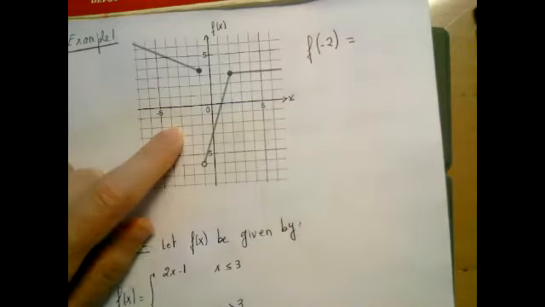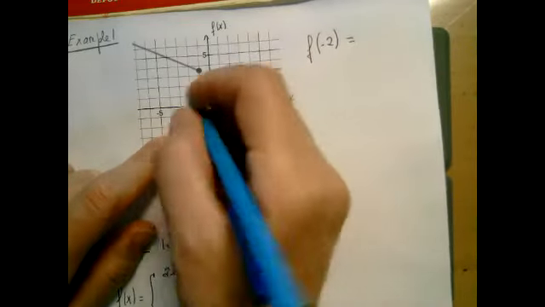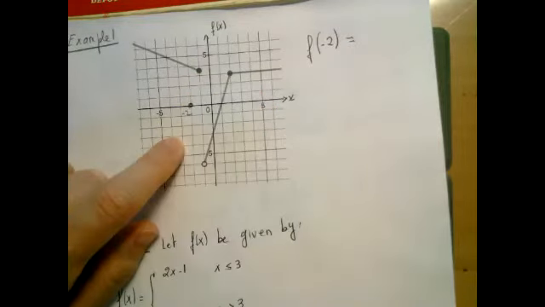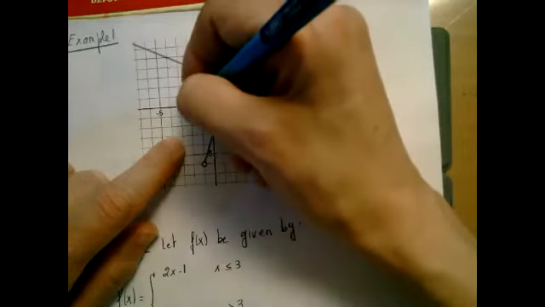Very simple. Okay, you guys see the picture. What's f of minus 2? This is minus 2 on my graph. Yes, it's 4. So we go all the way up here, and f of minus 2 is equal to 4.